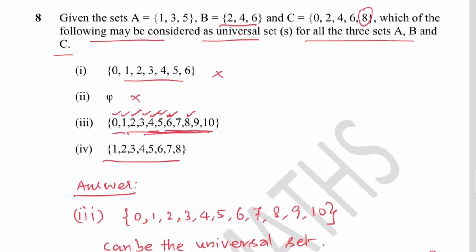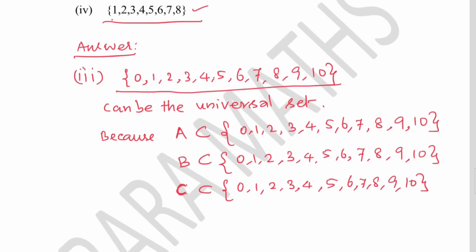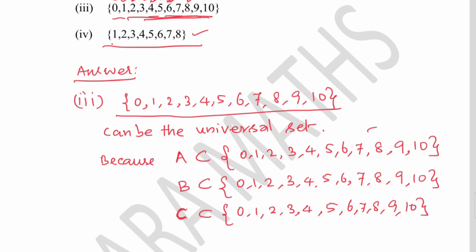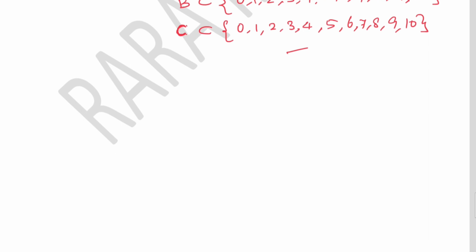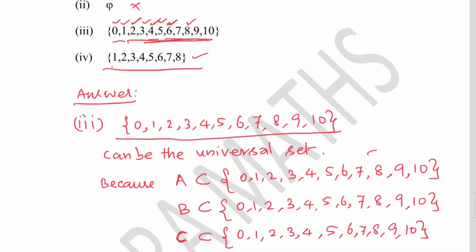Of course, we can also consider the fourth option. We'll see that obviously 0 is not here. So 0 does not belong to this set. Therefore, it cannot be a universal set. So the third option is the universal set of all given sets A, B, C. Because A is contained in this set, B is also a subset of this, and C is also a subset of this. Therefore, it is a universal set. Okay, that completes the answers for this exercise.